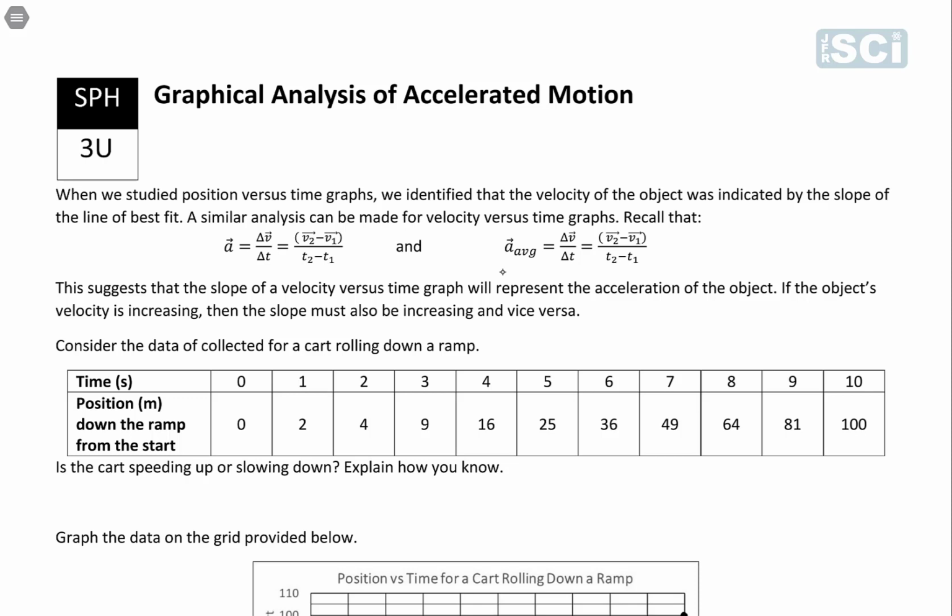So, for this lesson, we are going to be looking at position time graphs, velocity time graphs, and acceleration time graphs.